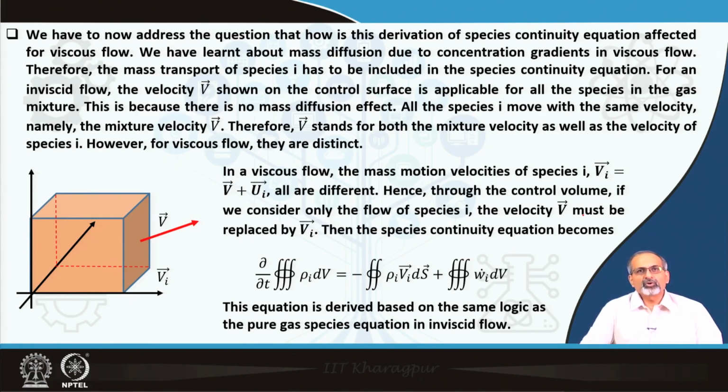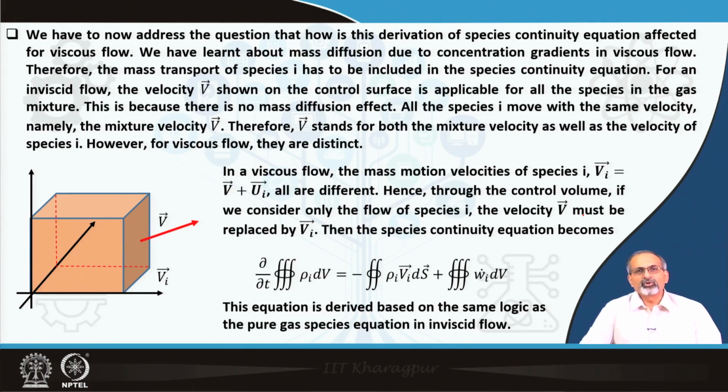We have now got to address the question of how this derivation of species continuity equation is going to be affected for viscous flow problems. We have already learnt about mass diffusion due to concentration gradients in viscous flow. Therefore, mass transport of species I has to be included in the species continuity equation.